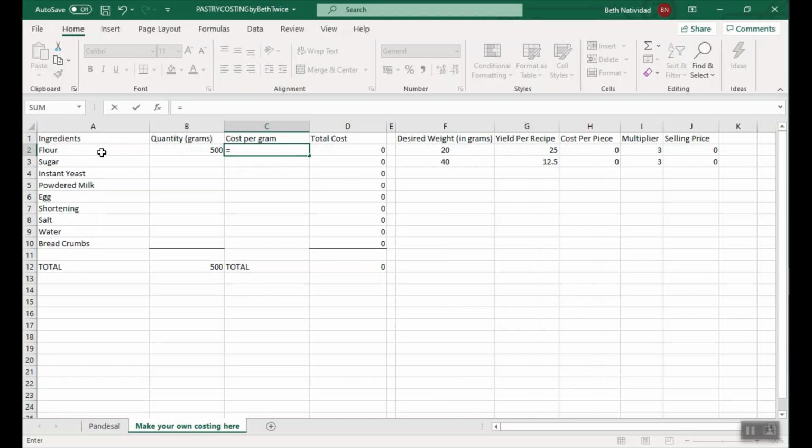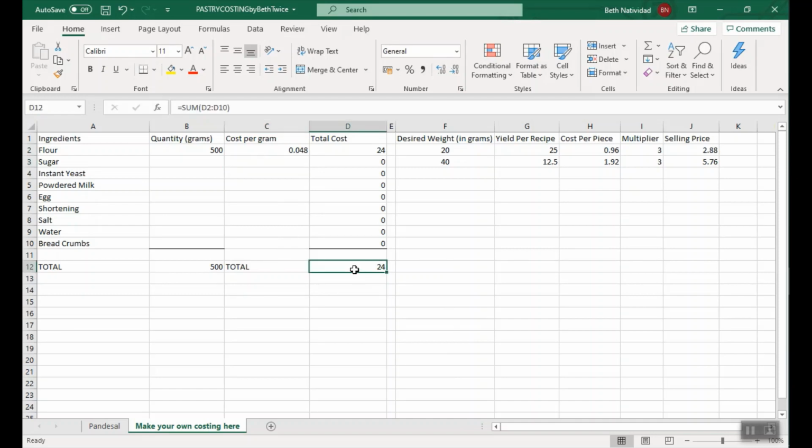Like example, sa akin, I bought my flour for 48 pesos. Tapos, divided by kung gaano siya karami for that price. So, in grams, 48 pesos per kilogram. So, 48 divided by 1,000 grams. So, ayun. Lalabas na ang total cost. And you can continue doing the same here hanggang ano yung arrive mo na formula.